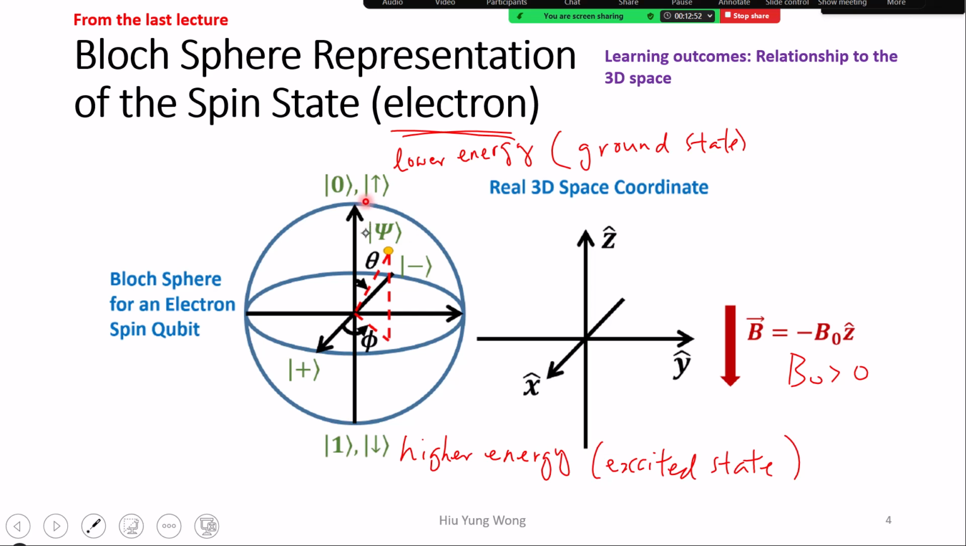Although the states do not reside in the 3D space. Again, 0 plus 1 is not equal to nothing. This is not a vector in the 3D space.